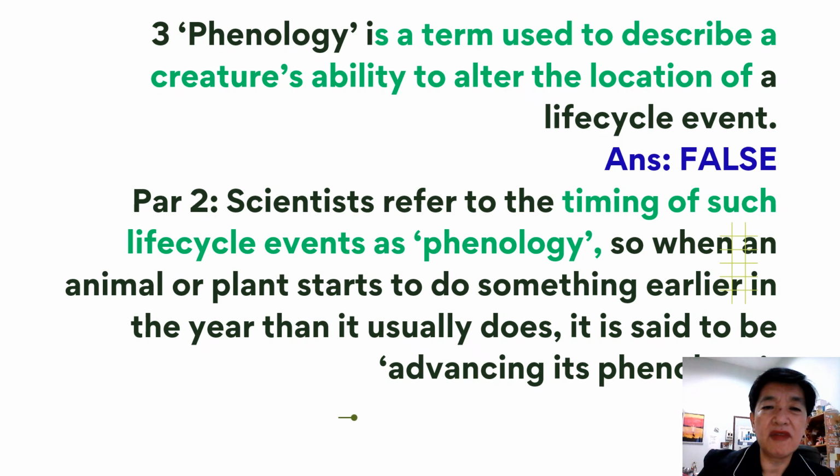Number 3. Phenology is a term used to describe a creature's ability to alter the location of a life cycle event. Now, the answer is false. Why? Because in paragraph 2 it says, scientists refer to the timing of such life cycle events as phenology. So the phenology refers to timing, not the location. And that's why the answer is false.